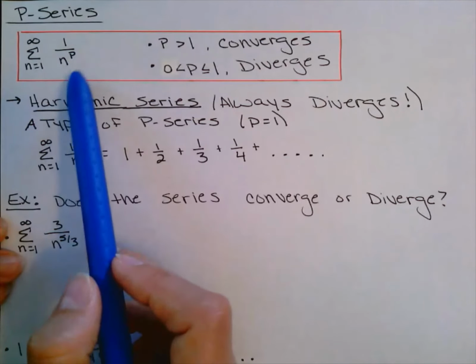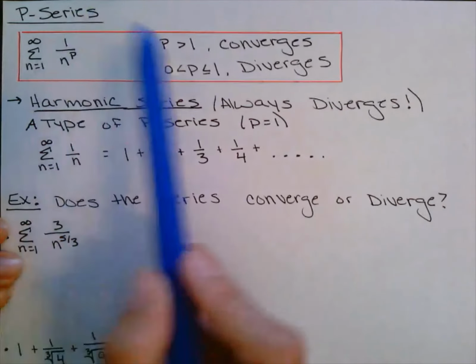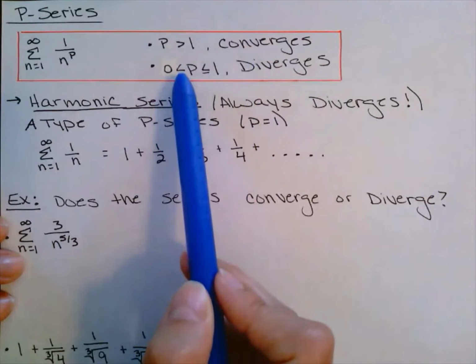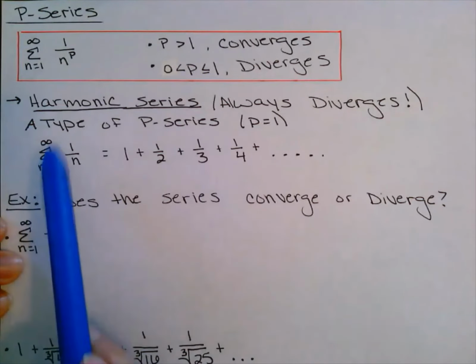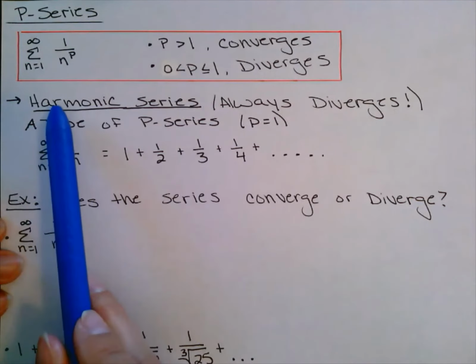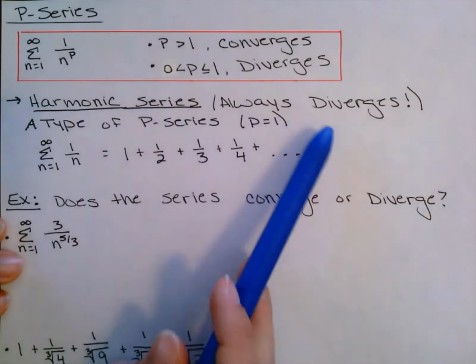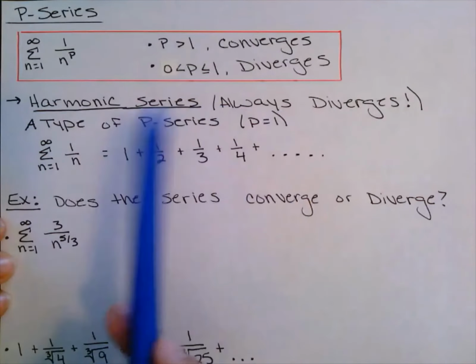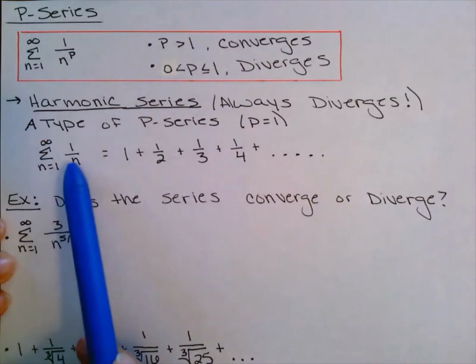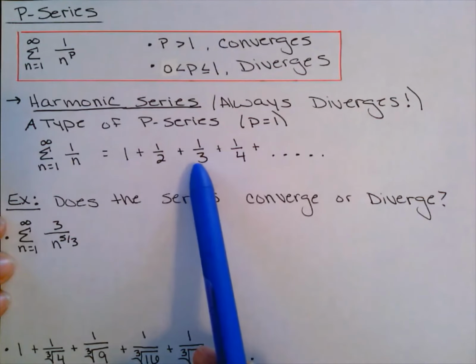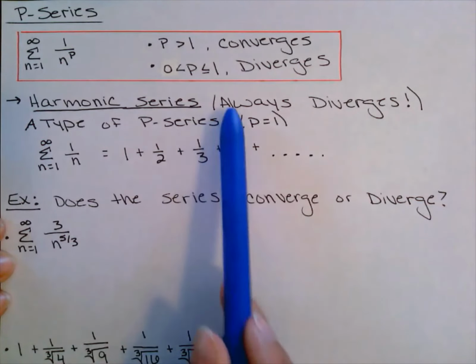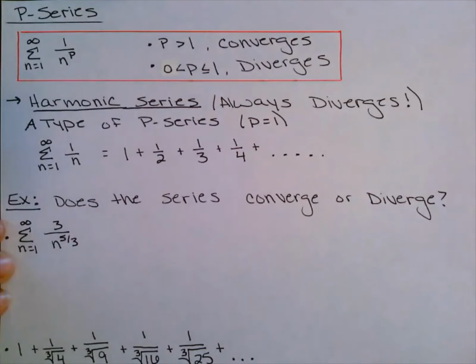So the P-series states that if p, that number in the exponent, is greater than 1, it converges. If it is less than or equal to 1, it diverges, okay? A very popular specific type of P-series is called the harmonic series. This is one that always diverges. It's a good one to memorize. And that is when p equals 1. So it's just 1 over n, okay? And if you test out adding these numbers in a calculator, you're going to see by doing partial sums that it keeps getting bigger and bigger, okay? So a good one to memorize, but let's check out some more complicated P-series, okay?